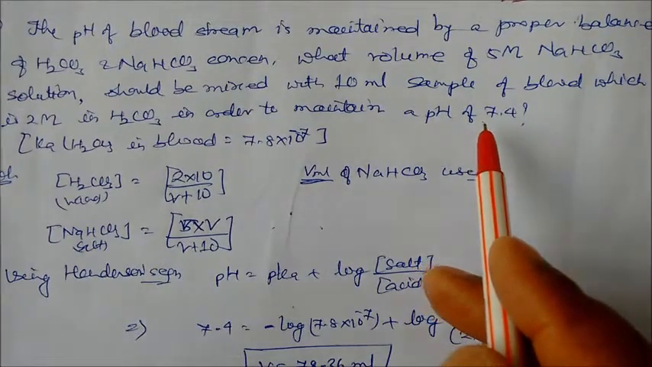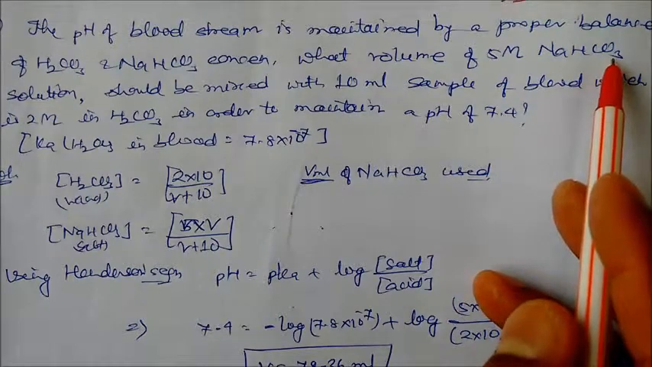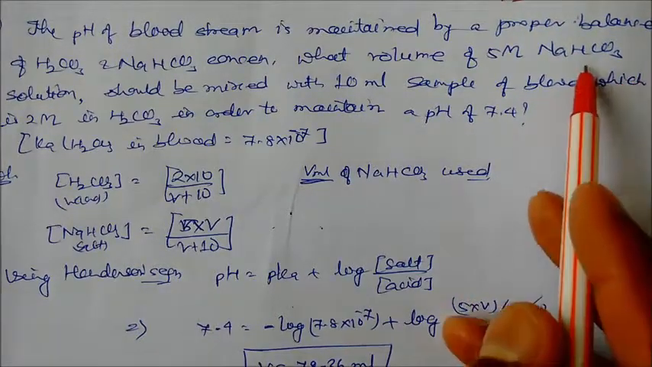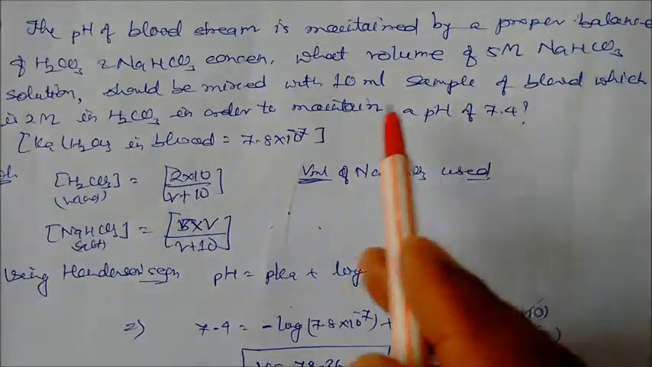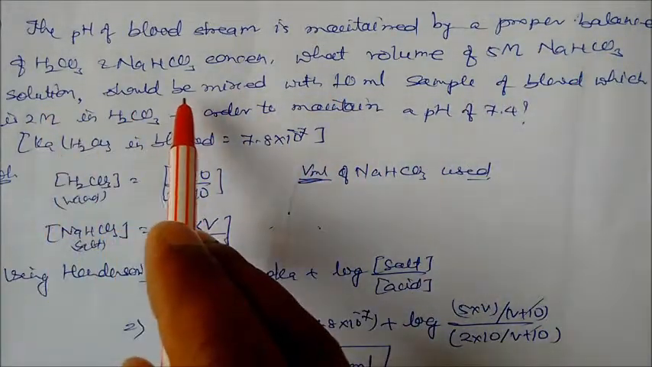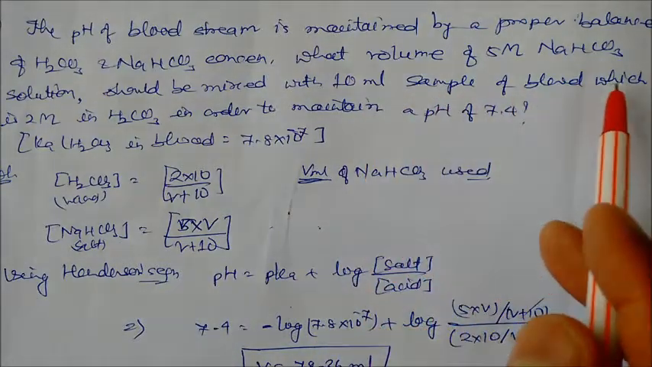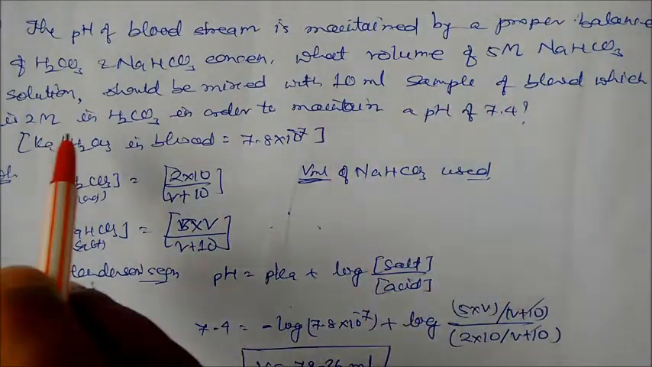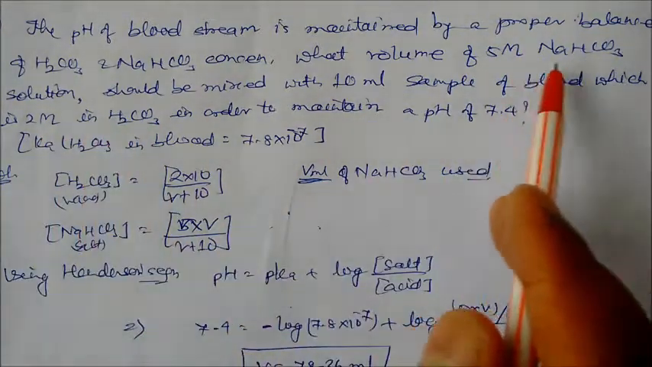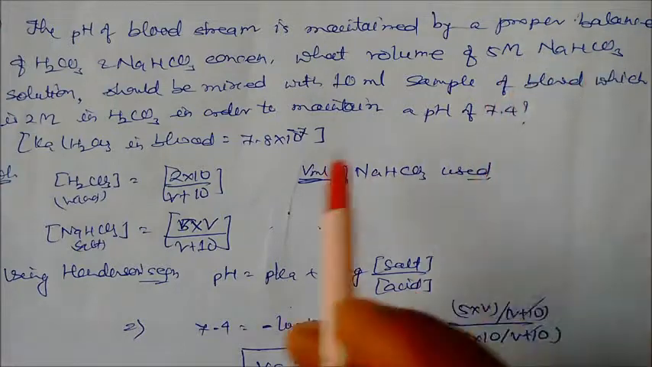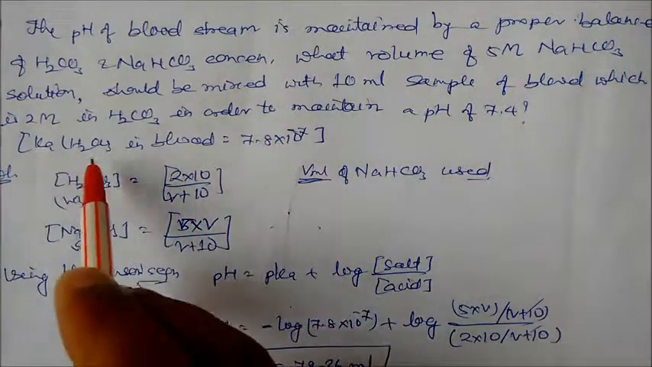Now, pH is given here, 7.4. And we have to mix 5 molar sodium bicarbonate solution. They are asking the volume, the molarity they have given. The sample of blood is 10 ml, which is 2 molarity in H2CO3. So we are not changing the H2CO3 but only changing the salt concentration. The concentration of H2CO3 is given here. K for H2CO3 is also given.